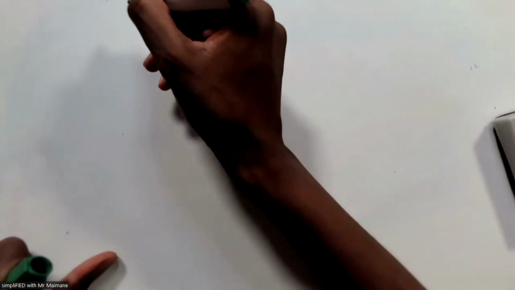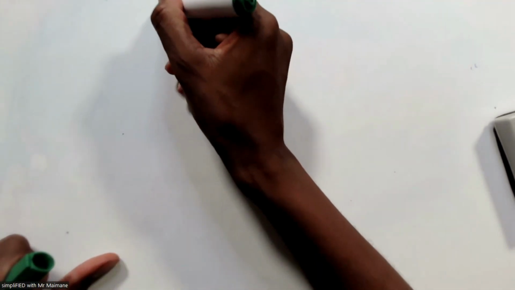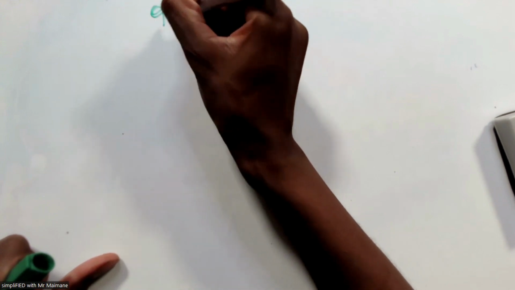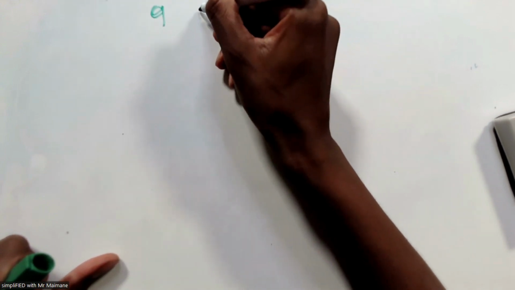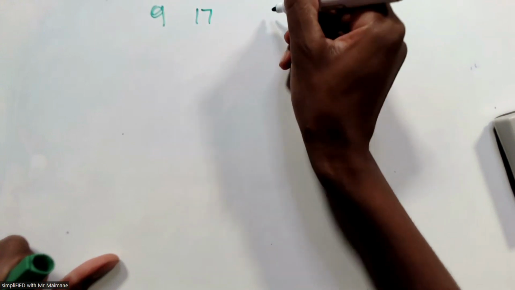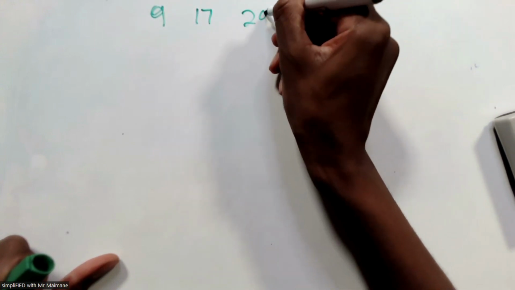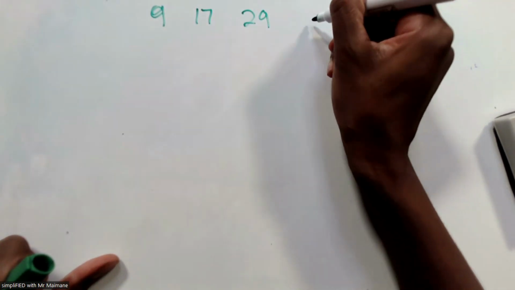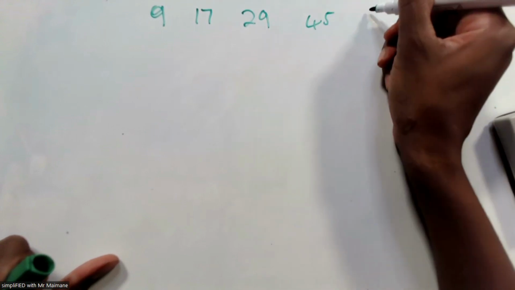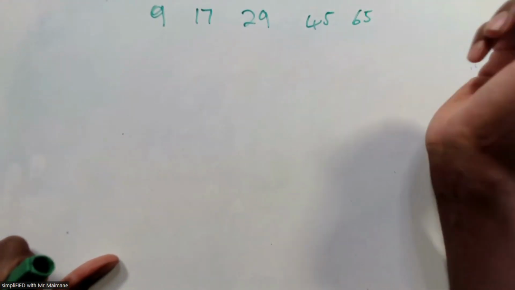Here I'm given a sequence. The sequence is said to be a quadratic sequence, and it goes like this. I have 9, 17, 29, 45, and 65.